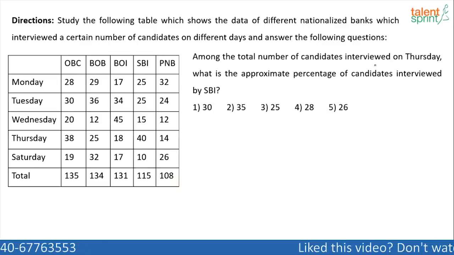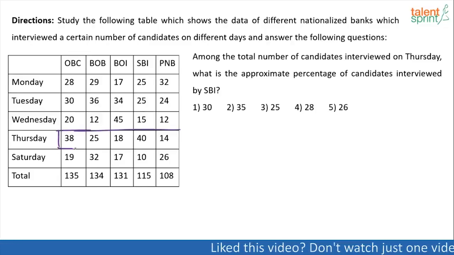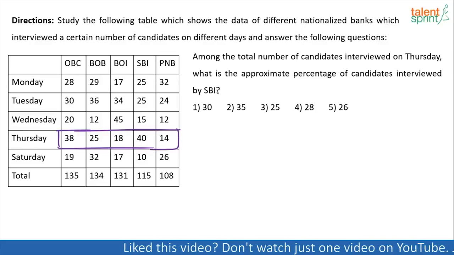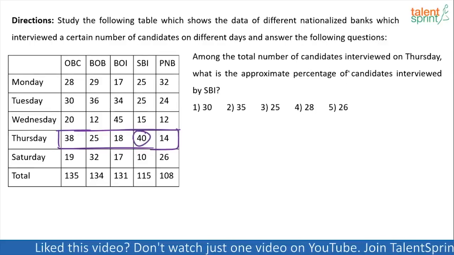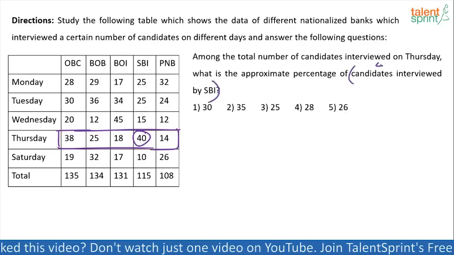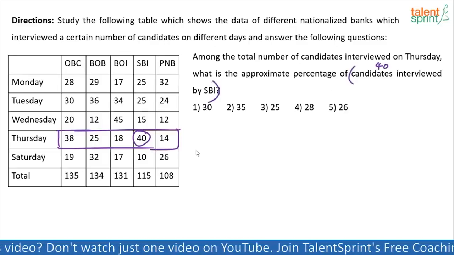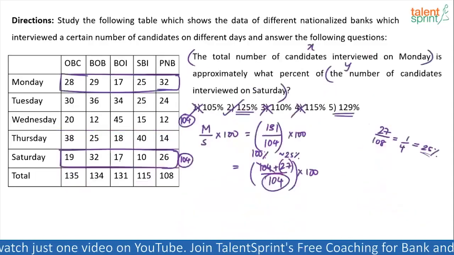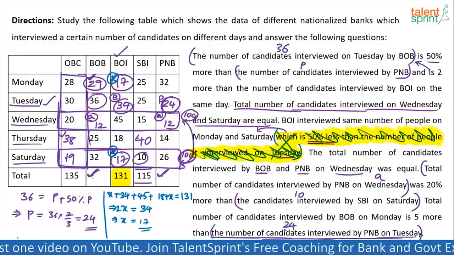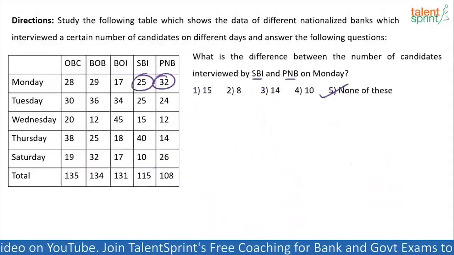Among the total number of candidates interviewed on Thursday, what is the approximate percentage of candidates interviewed by SBI? See, number of candidates interviewed by SBI is 40. What is the total of Thursday, by the way? Find out the total of Thursday. Do we have the total of Thursday already? No, we don't have it. Yeah, we do not know the total of Thursday. So check the total of Thursday.